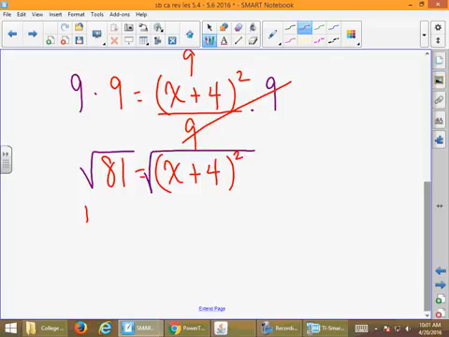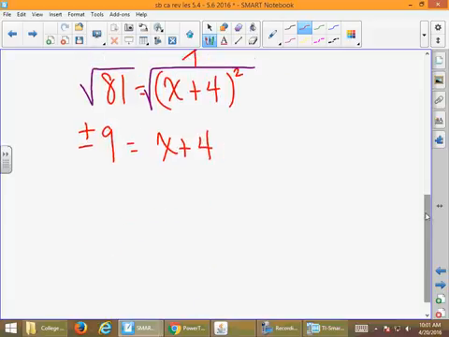we get plus or minus 9. Because 9 times 9 is 81, but negative 9 times negative 9 is still 81. And then over here, square rooting and squaring cancel each other out, is x plus 4. So now we have to solve this equation, but it's a little bit easier than factoring. We have 9 equals x plus 4, and negative 9 equals x plus 4.